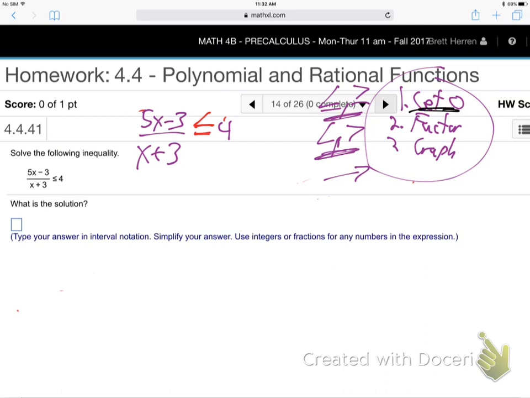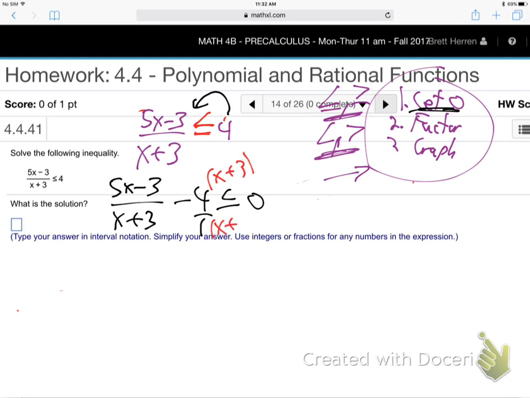Get a 0. So bring the 4 over there, right? So we get 5x minus 3 over x plus 3 minus 4. Got a 0? And now you have to put those guys together. You have to combine them into one fraction. How do you do that? Well, this is over 1. Whenever you have a whole number interacting with a fraction, put it over 1. And then you got to multiply, change the color here, top and bottom by x plus 3, don't I? To get a common denominator there. That good like that?